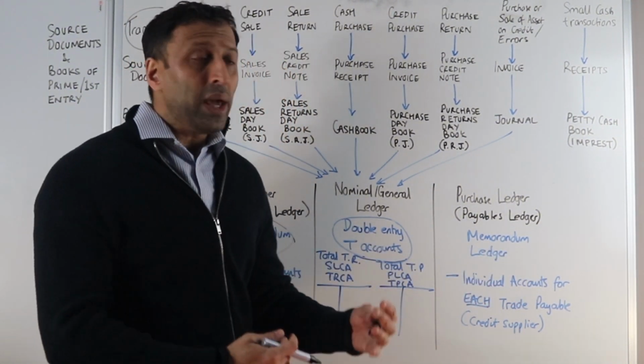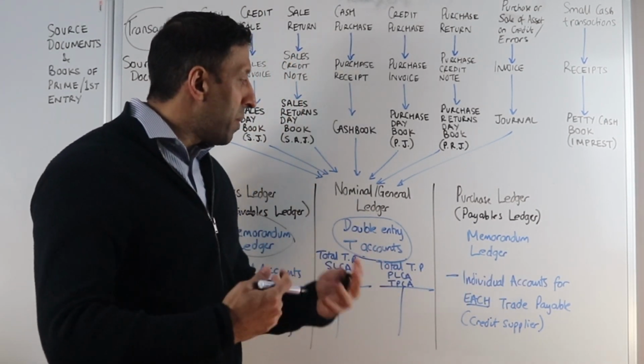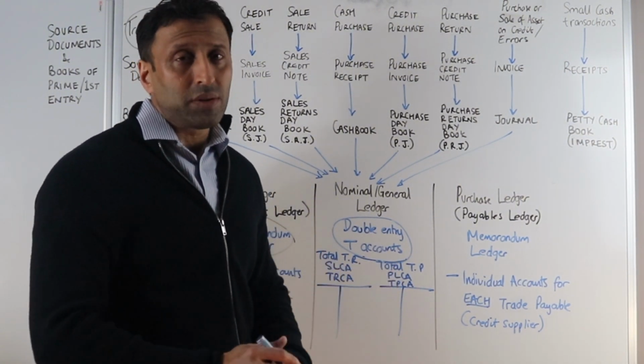Now this is one way. If the two don't match, then we can check for errors, and maybe we've made a mistake or missed something off. So it's a good way to verify the correctness of our accounting system.